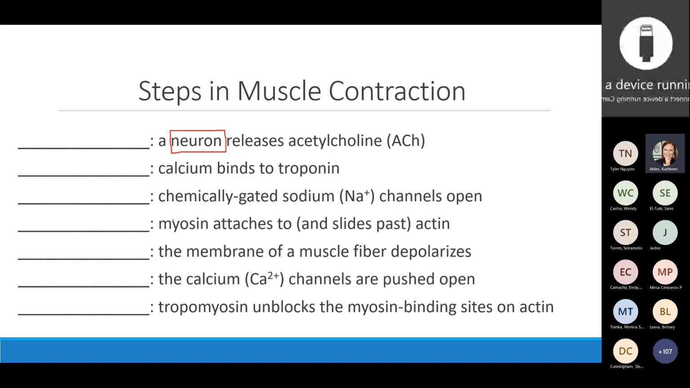The first thing that happens when I do excitation-contraction coupling, number one, my neuron has to spit out acetylcholine. When I spit out that acetylcholine, it's going to attach to some channels. What kind of channels does acetylcholine attach to? Do you remember? What kind of ion does it move, or how do I get them open, this acetylcholine stuff?